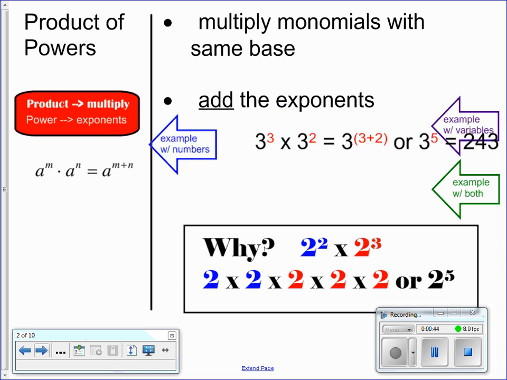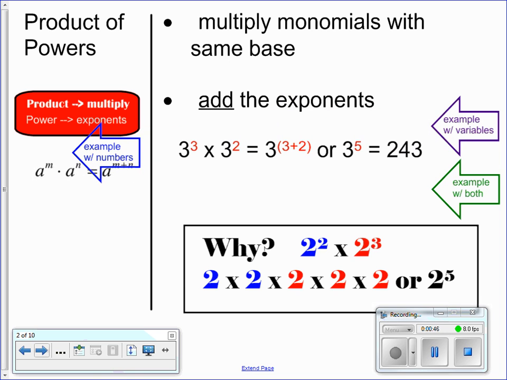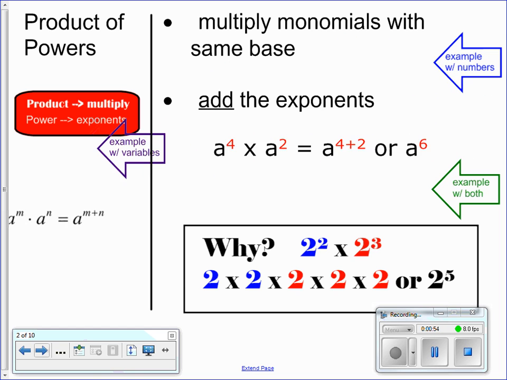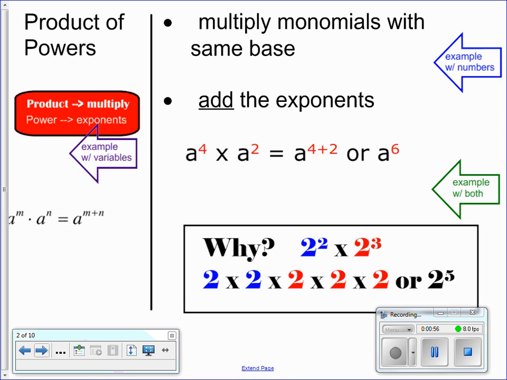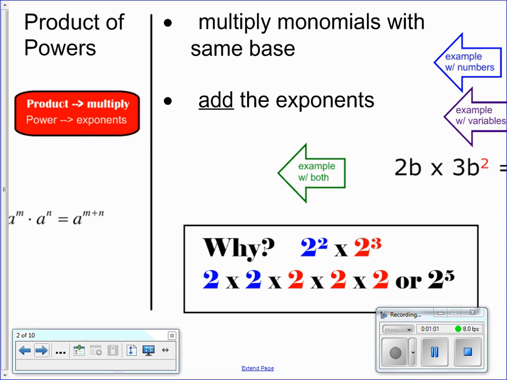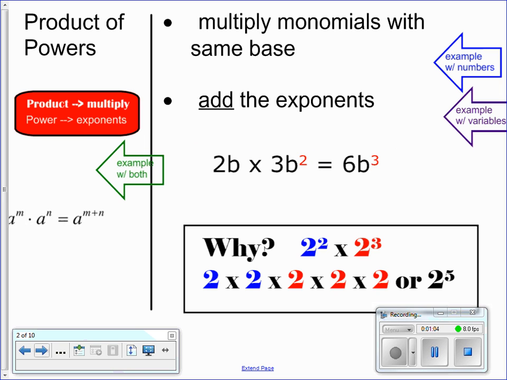So with numbers, an example, 3 to the third times 3 squared would be 3 to the fifth. When we do it with variables, a to the fourth times a squared is a to the sixth. When we have it with coefficients in front, that means we multiply the coefficients like we always have. So 2b times 3b squared: 2 times 3 is 6, b times b squared is b to the third.